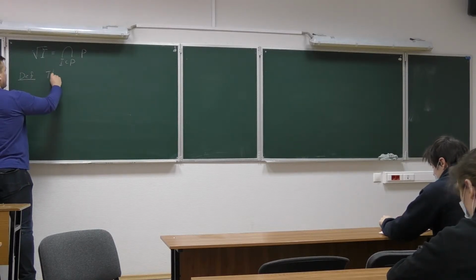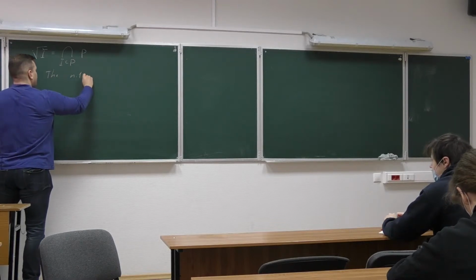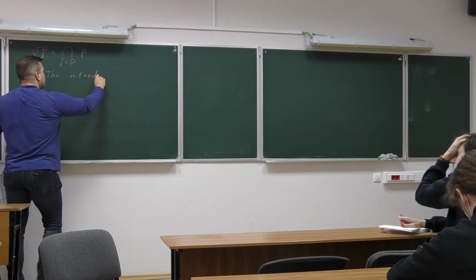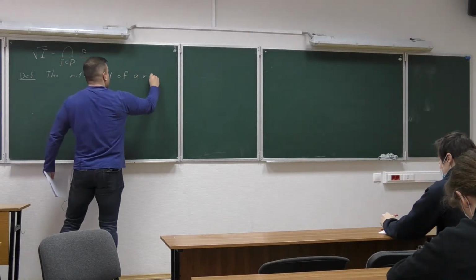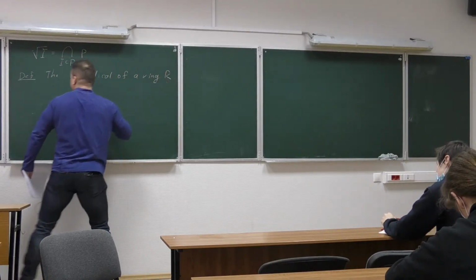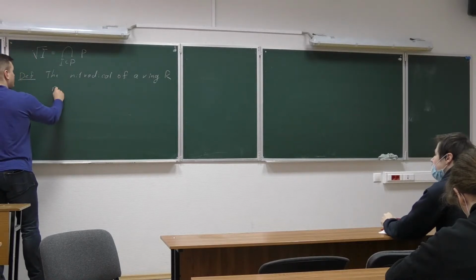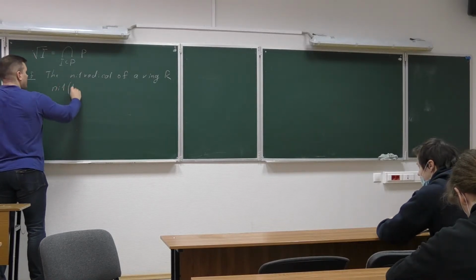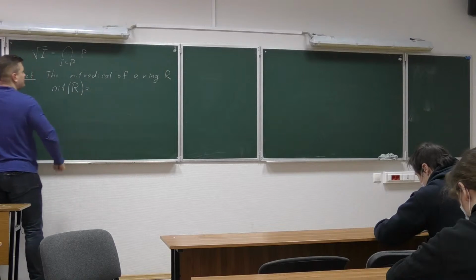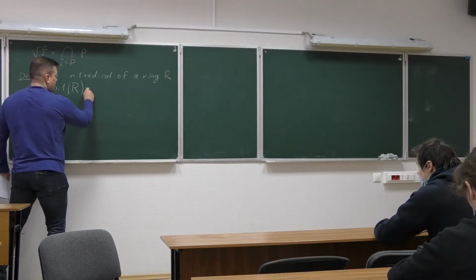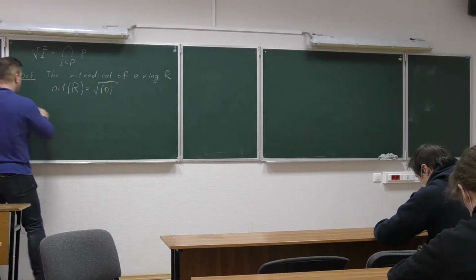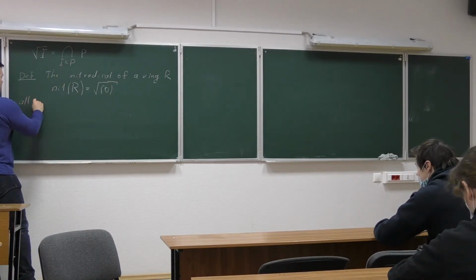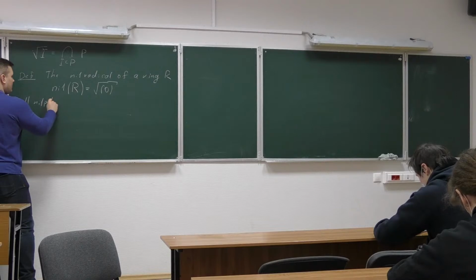The nil radical of a ring R is the following thing. The notation is nil of R, and this is just the set of all nilpotent elements. So I can as well just say that this is the radical of the zero ideal. So all nilpotent elements.